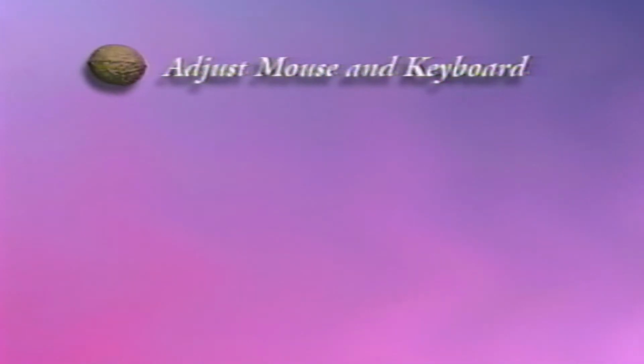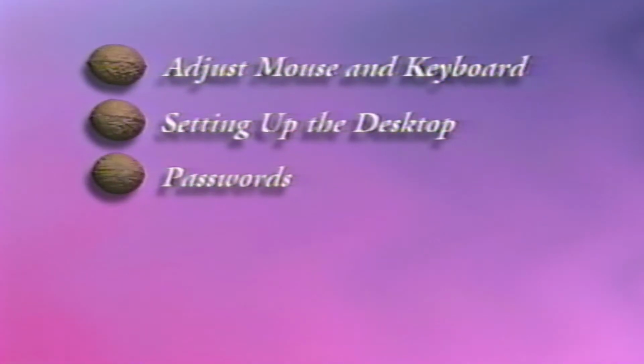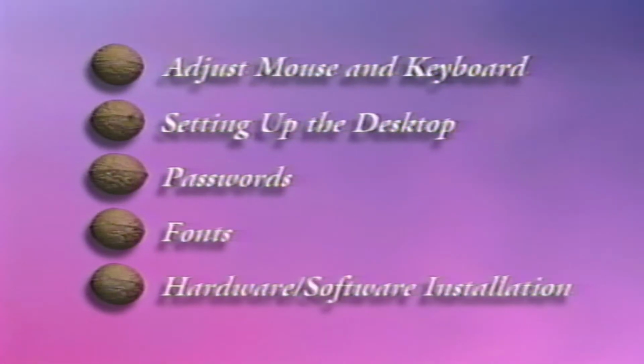In a nutshell, the control panel allows us to set the computer up to look and function the way we like it. We learned how to adjust the mouse and keyboard. We set up the desktop to look the way we want it. We set up our own password to get the computer to automatically give us our preferences. We found a new way to access fonts. And we learned how easy it is to install new hardware and programs.